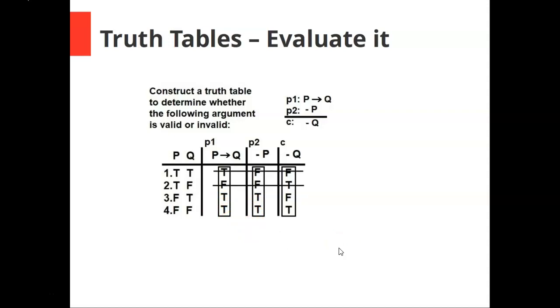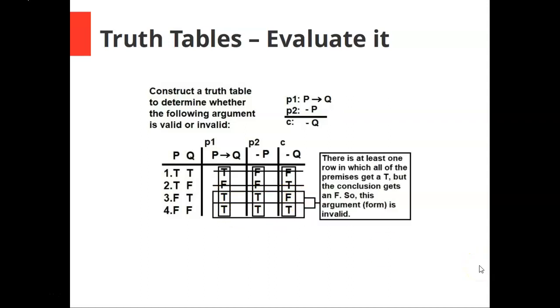But as you notice, there is at least one row in which all the premises are true, but the conclusion is false. In other words, there's at least one row in which the premises get a T, but the conclusion gets an F. Yes, there is also a row where the premises get a T, and the conclusion gets a T, but that kind of doesn't matter. As long as there is one row in which the premises get a T and the conclusion gets an F, that means that the whole argument is invalid, or the whole argument form is invalid.